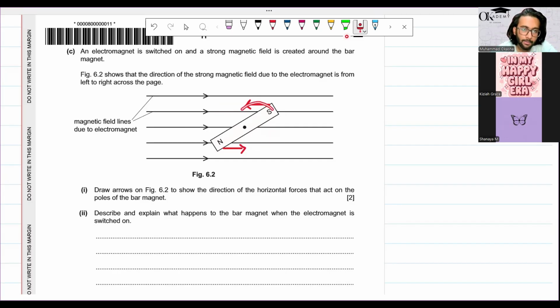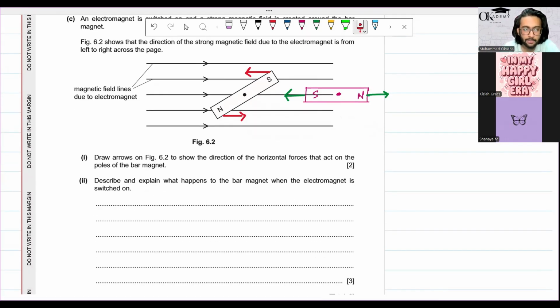So the bar magnet will rotate in the anti-clockwise direction, and it's going to keep on rotating until it becomes horizontal. Now, what should happen when it reaches the horizontal position? The force acting on the north pole will still be in the direction of the magnetic field, and the force acting on the south pole will still be in the opposite direction. But now these two forces will balance out each other. So it will keep on rotating until it reaches a horizontal position, and after that it does not move. Over here the forces created a turning effect, but now the forces have balanced each other out, so this bar will come to rest. This is for 3 marks.